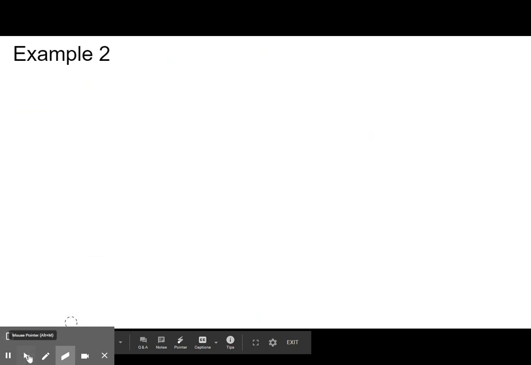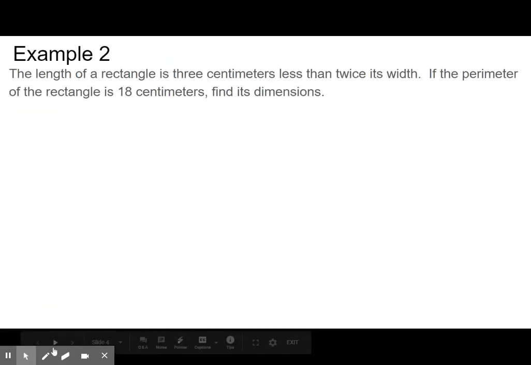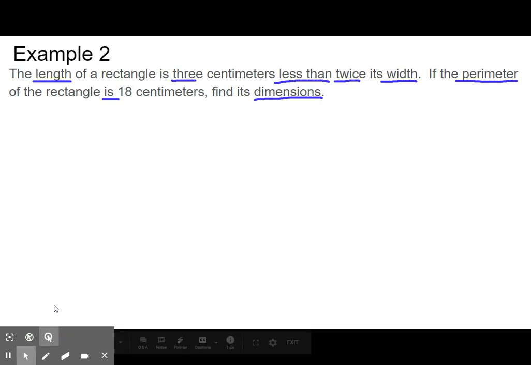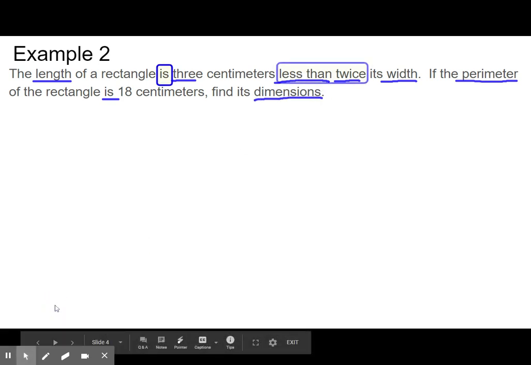All right, example 2. The length of a rectangle is 3 centimeters less than twice its width. The perimeter of the rectangle is 18 centimeters. Once again, find the dimensions. We want both the length and width. Highlight, underline, emphasize your math words.